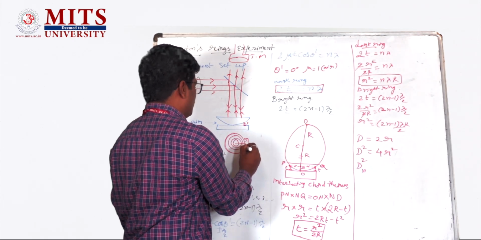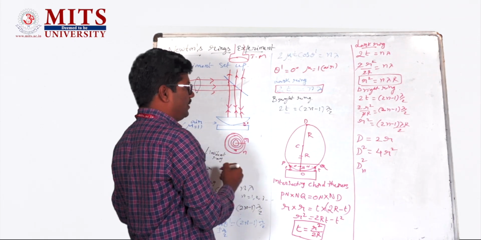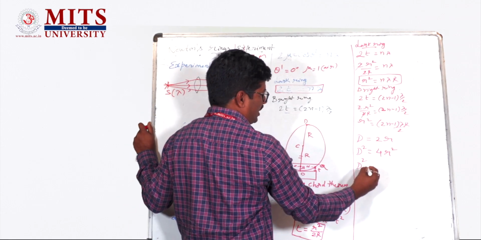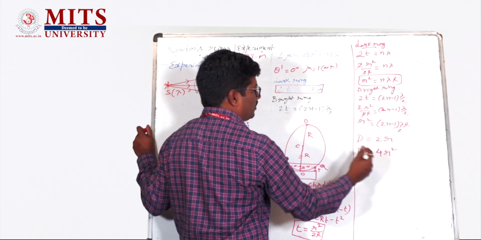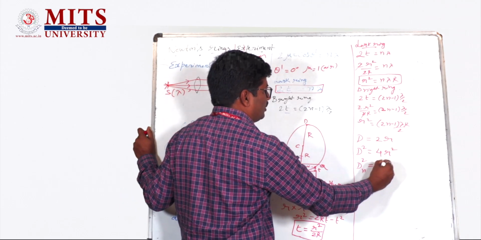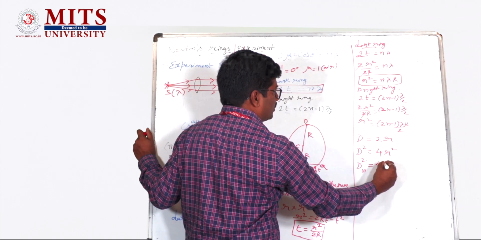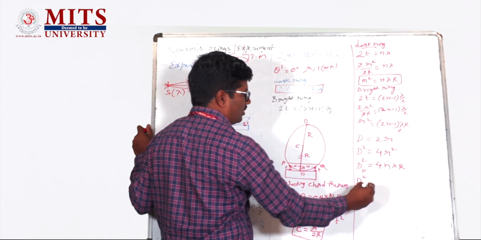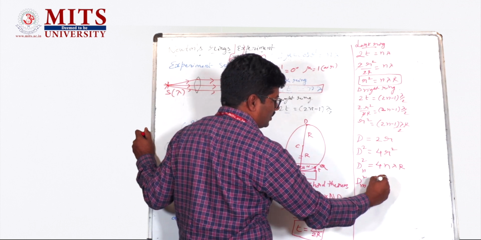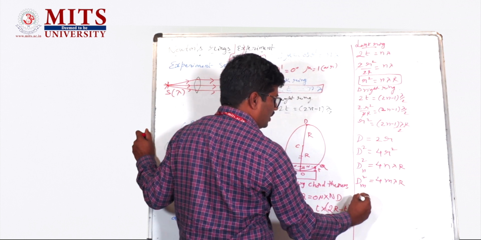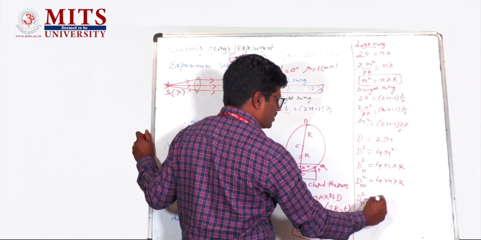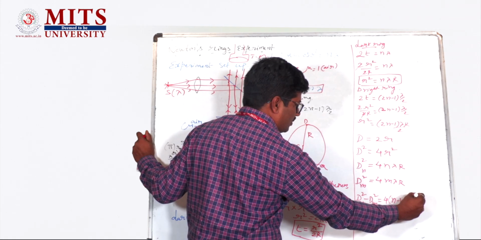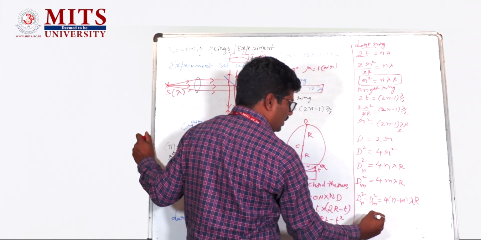Suppose we are taking this as the nth ring and the other one is the mth ring. So the diameter square of the nth ring will be 4 into r square values, where r square is n lambda R. If you take the other ring, any other number m, this is 4m lambda R. Now if you subtract Dn square minus Dm square, you get 4 into (n minus m) into lambda R.